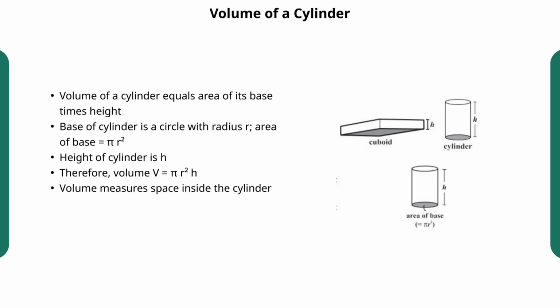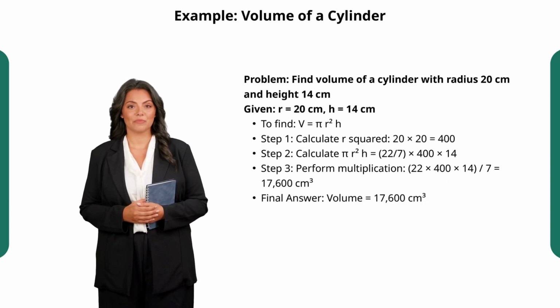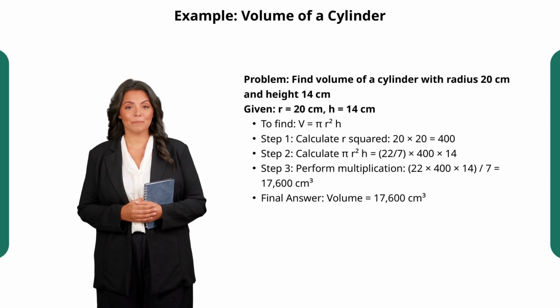Remember, pi is approximately 3.14, but we often use 22 divided by 7 as a common fraction approximation. I encourage you to try this formula with your own measurements. Let's apply our cylinder volume formula to a real example.